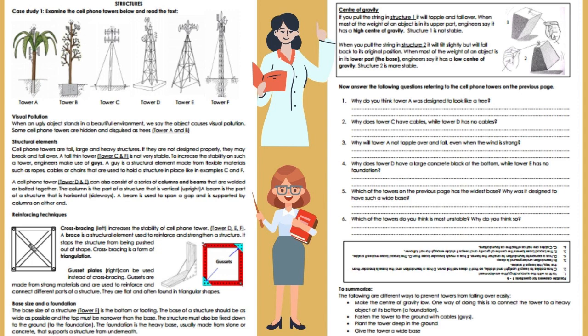Now, answer the following questions referring to the cell phone towers on the previous page. 1. Why do you think Tower A was designed to look like a tree? 2. Why does Tower C have cables, while Tower D has no cables? 3. Why will Tower A not topple over and fall, even when the wind is strong? 4. Why does Tower D have a large concrete block at the bottom, while Tower E has no foundation?